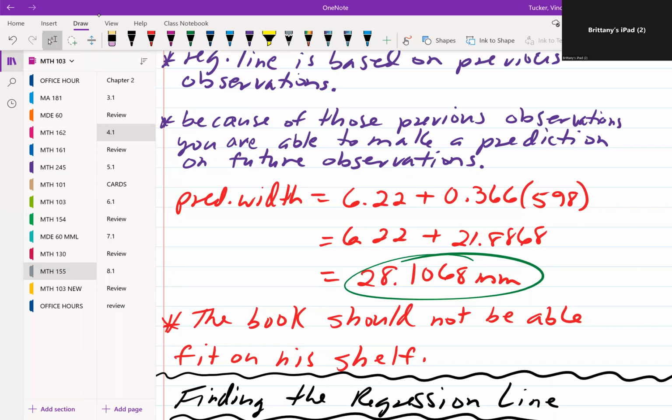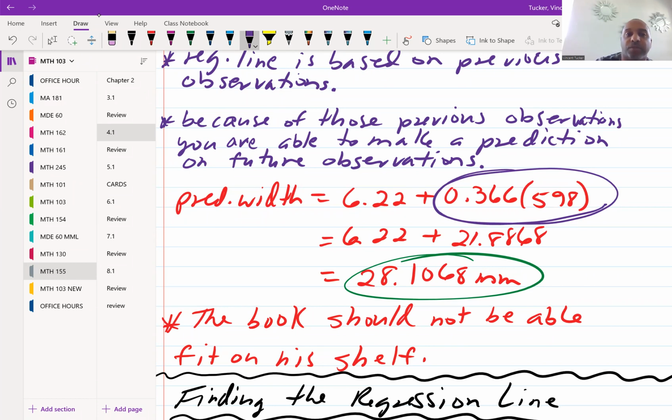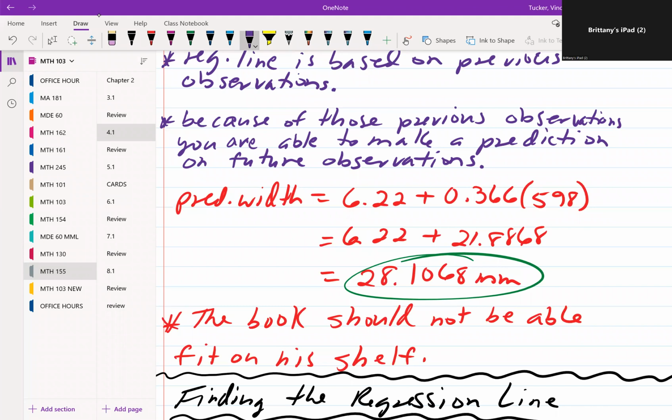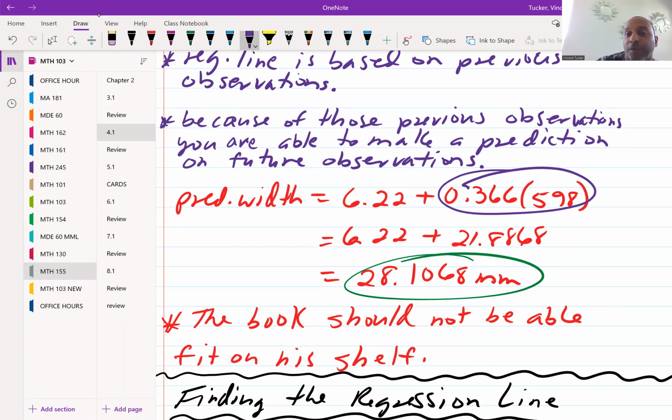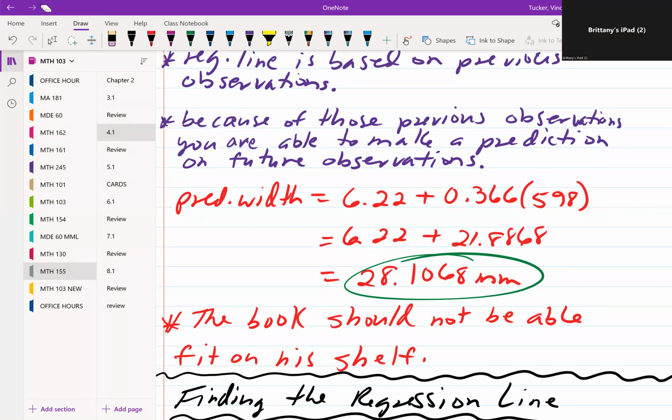Hey, can I ask a question real quick? It's kind of a dumb question. How did you get the 21.8868? Did you just add? How did you get that? No problem. Multiply those two numbers. So you do 6.22 plus 0.366. Oh no, you multiply these two numbers first: 0.366 times 598. Oh, okay. Sorry. Oh no, you're fine. And then you get the 21.8868, and then you add that to 6.22. Okay, thank you. Yeah, no problem.